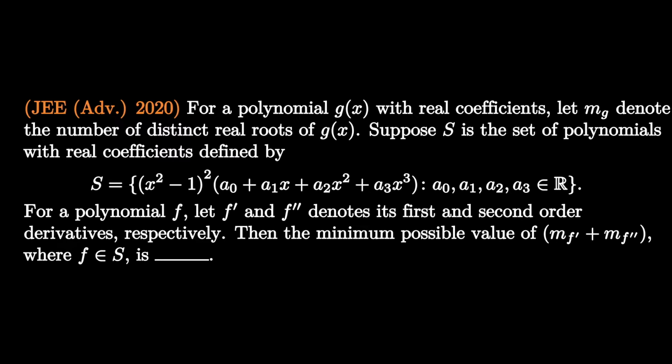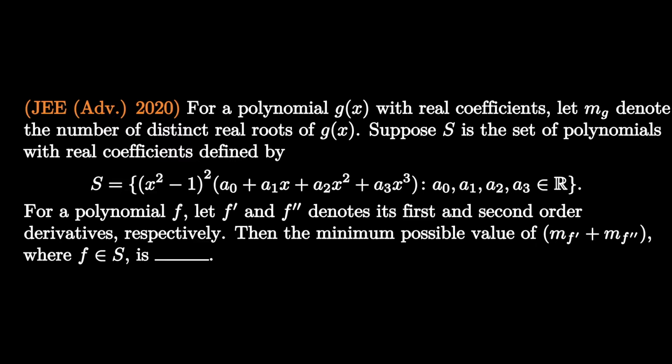For a polynomial g(x) with real coefficients, let m_g denote the number of distinct real roots of g(x). Suppose S is the set of polynomials with real coefficients defined by S = (x² − 1)² (a0 + a1x + a2x² + a3x³). For a polynomial f, let f' and f'' denote its first and second order derivatives respectively.